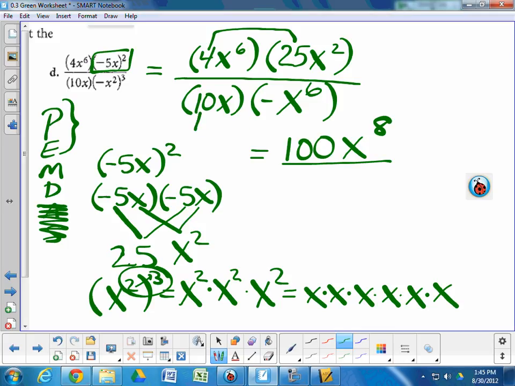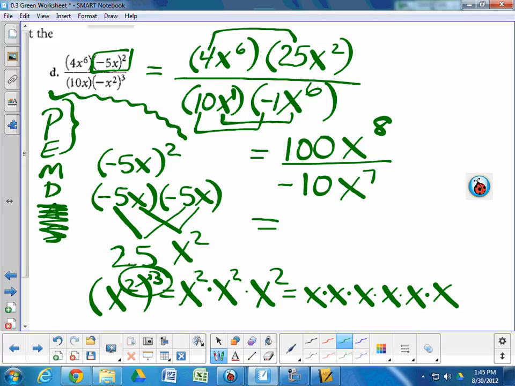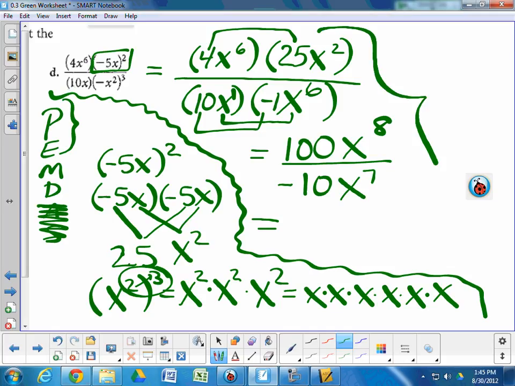On the bottom, I have 10 times negative imaginary 1. The class says negative 10. Good. All right, negative 10. On the bottom, with the variables, you have x to the 1, imaginary, right, times x to the 6. What do they make? X to the 7. Thank you. Now, we're almost done. If you're following along at home, my scratch work is down here to the left. This is the actual working out of the problem on this side. All right. So let's see.